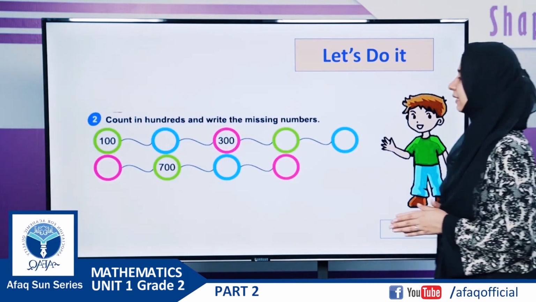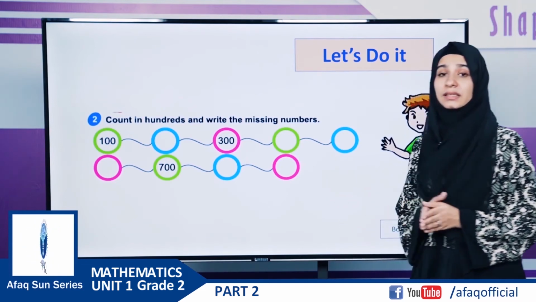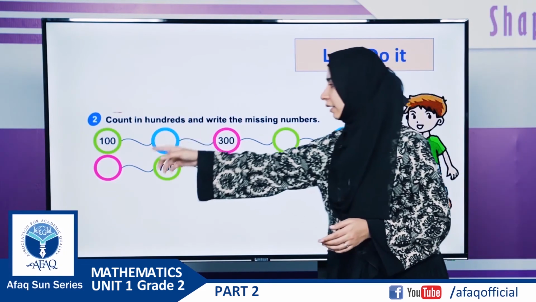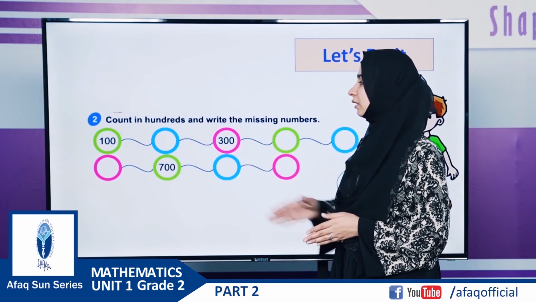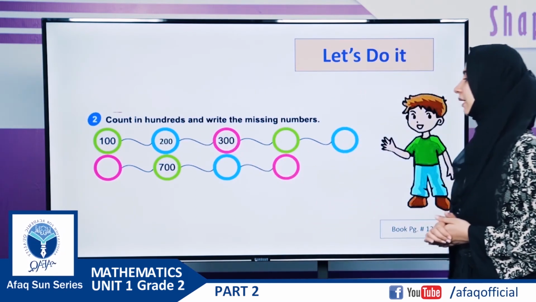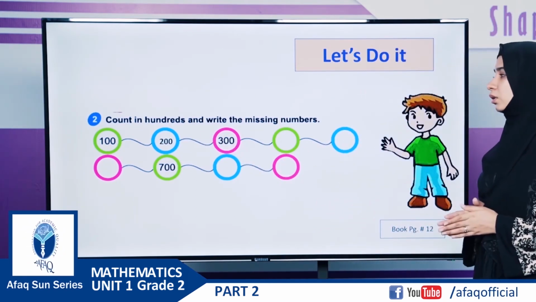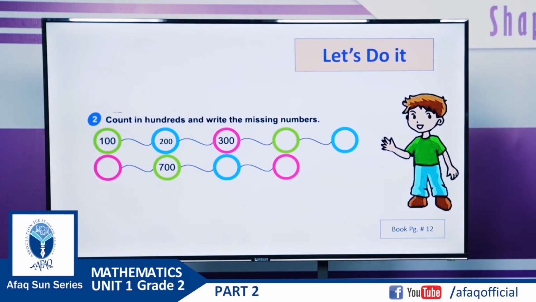Here, count in hundreds and write the missing numbers. Here they have given us numbers in hundreds. We have 100. We know that after 100 it comes number 200, and then 300, 400, and so on. Now let's move to the next question.